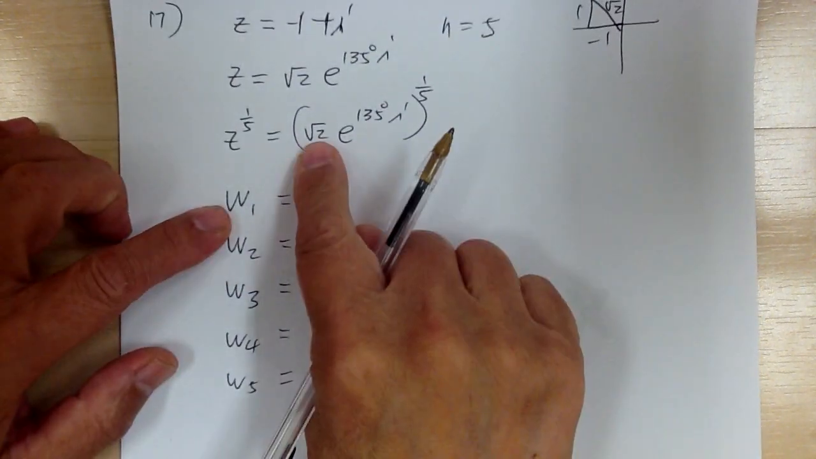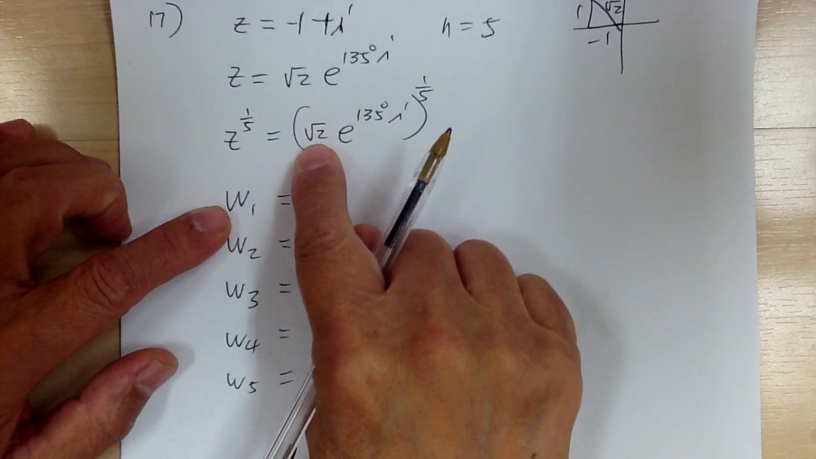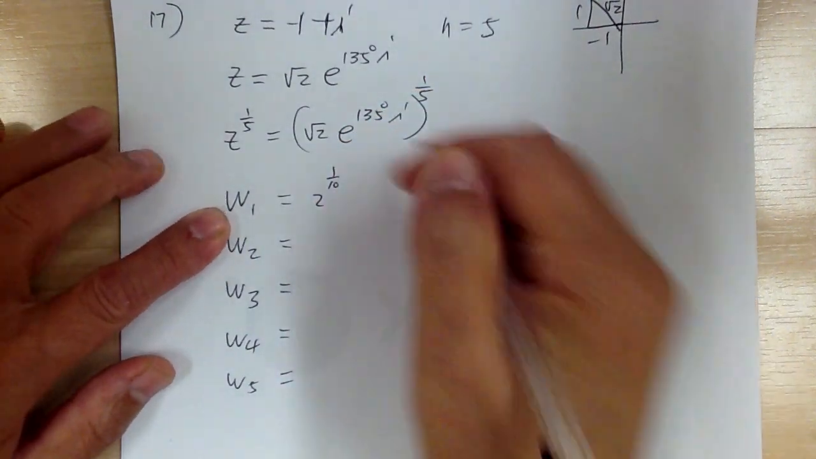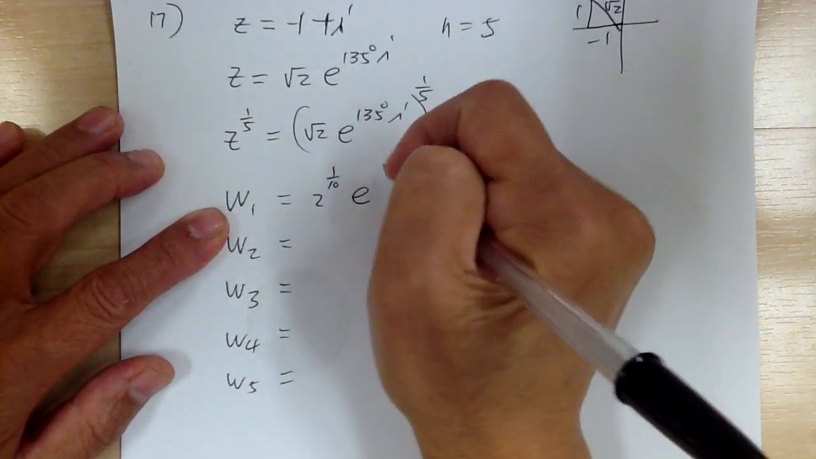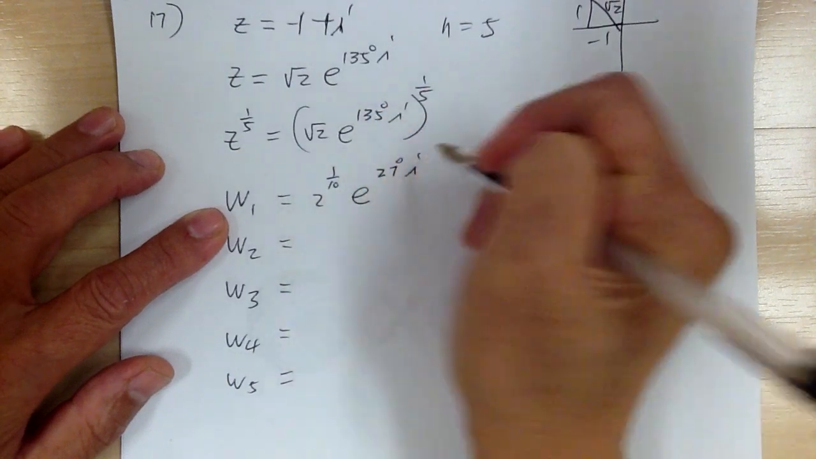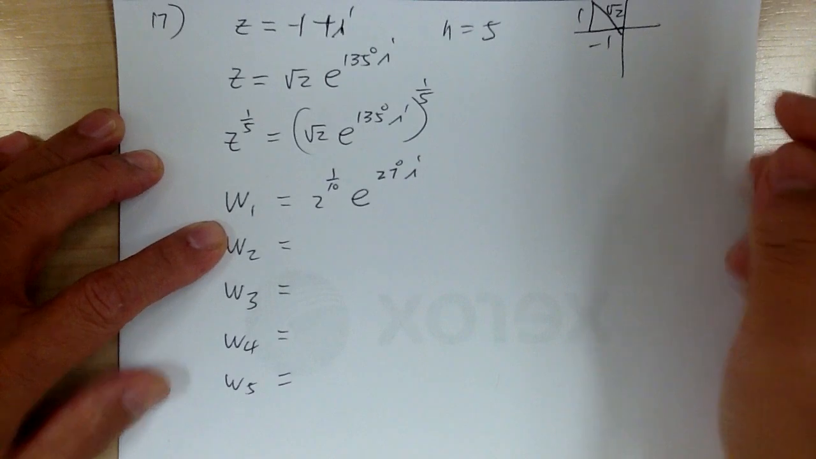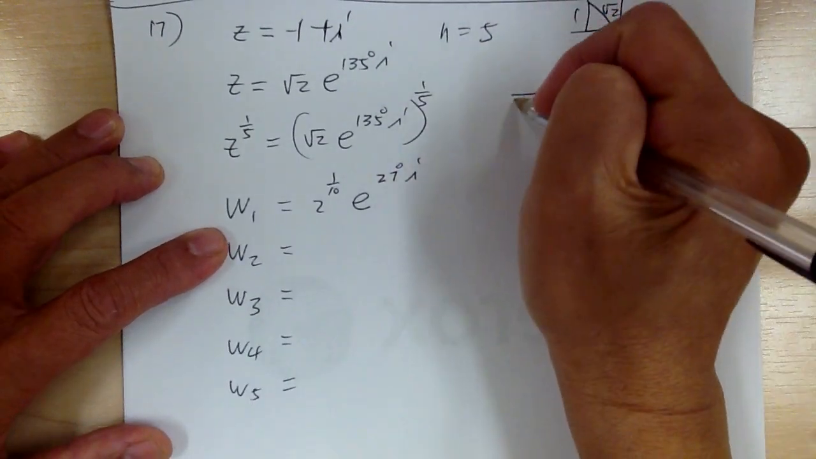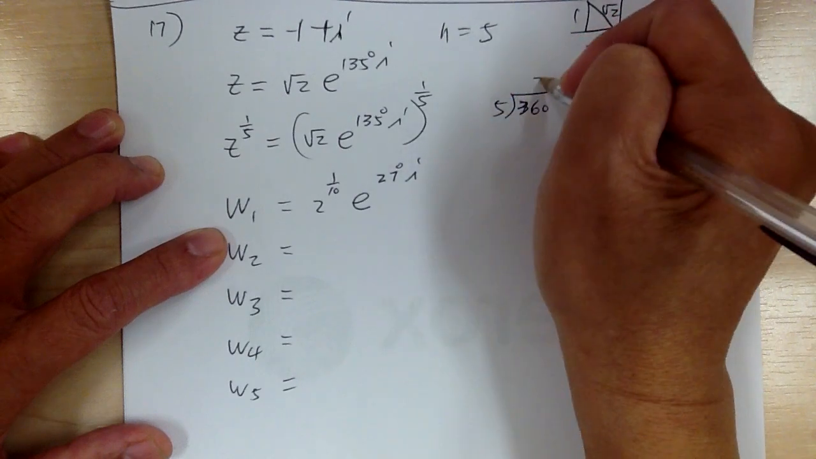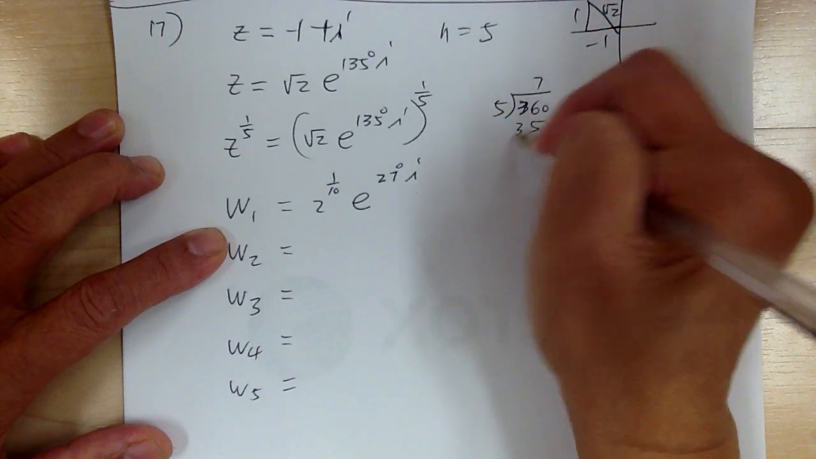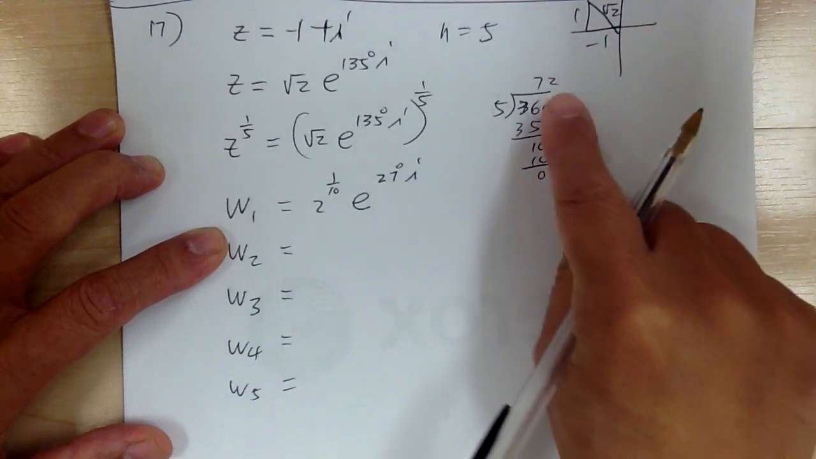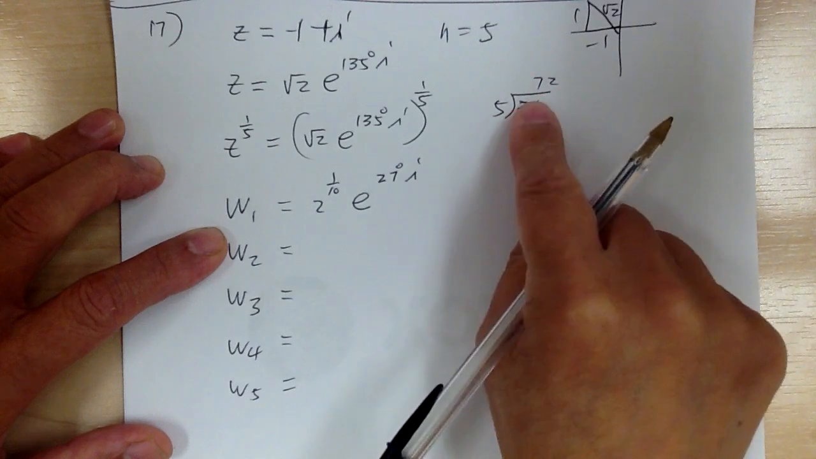So the first answer, now this is a half power already. Half power to the 1/5 power, you're going to get 2 to the 1/10 power. And it's going to be e to the, you divide, you're going to get 27 degree i. So that's your first one. Now because there are 5 answers, 360 degrees divided by 5, you're going to get 72. So that means the answers are 72 degrees apart.